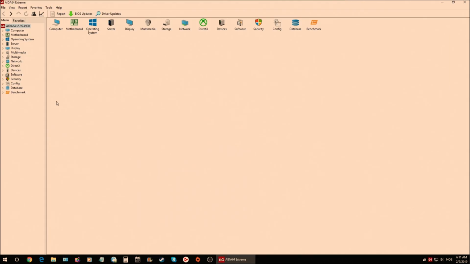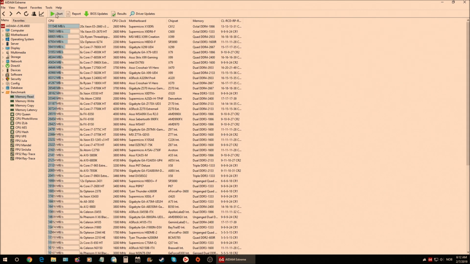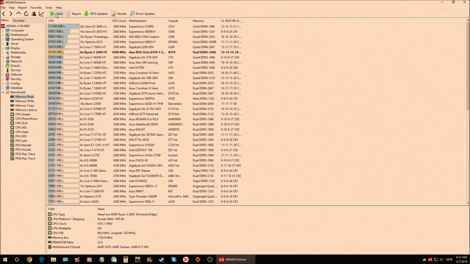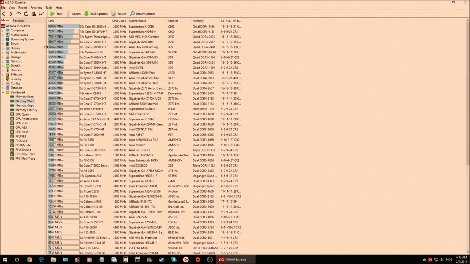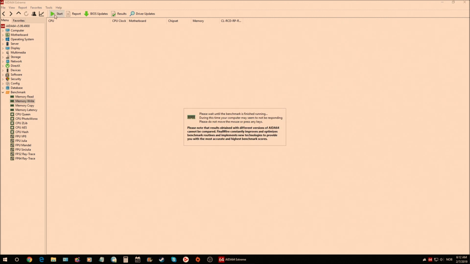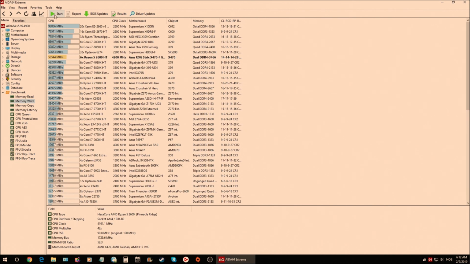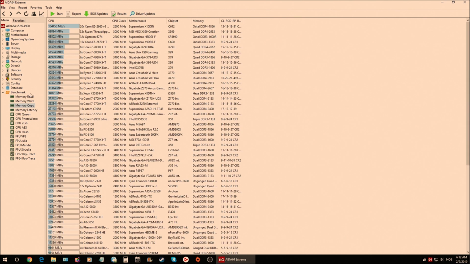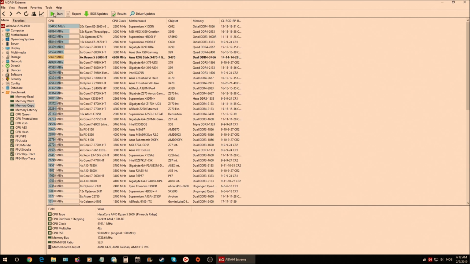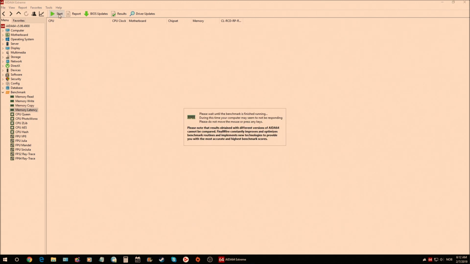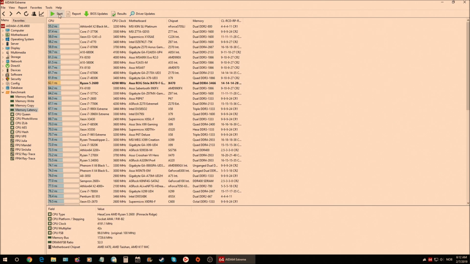Doing some AIDA64 memory bandwidth tests, you see here that we got a pretty decent score. On the read, we got 54,000 megabytes a second. On the write, we got over 53,000 megabytes a second. On copy, we got over 50,000 megabytes a second. And we got a pretty good latency here of 62 nanoseconds.